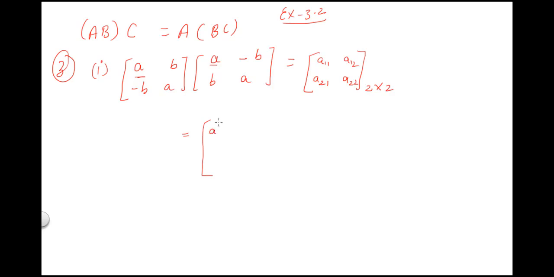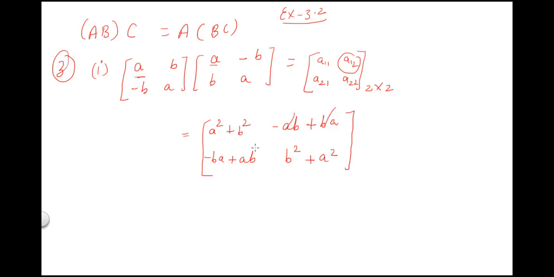Let us multiply. Multiply A with A. What do we get? A square, plus multiply B with B, we get B square. That means the first element will get multiplied with the first element, the second element with the second element. First row with first column. Now first row with second column, because it is A12. In the first row, the first element is A, and in the second column it is minus B. We get minus of AB, plus BA. Then A21, second row, first column: minus of BA plus AB. And the fourth element will be minus B into minus B, which is B square, plus A into A is A square.